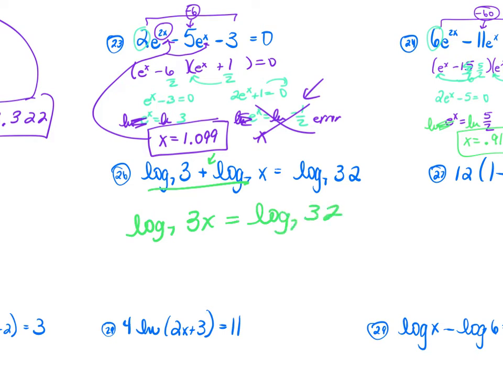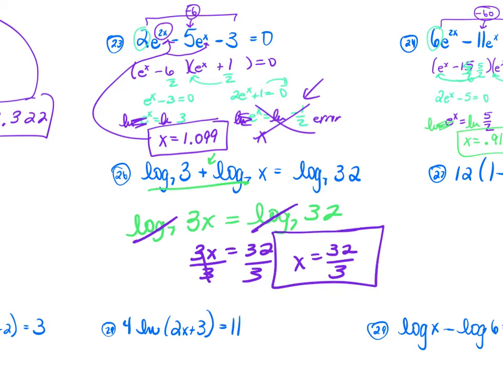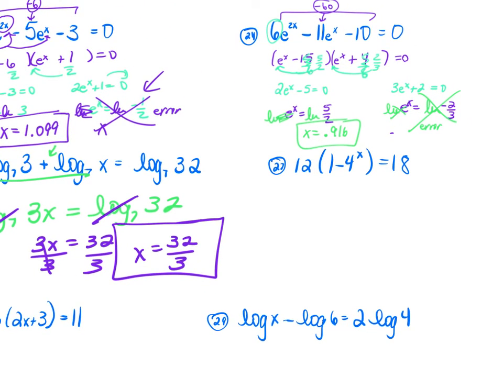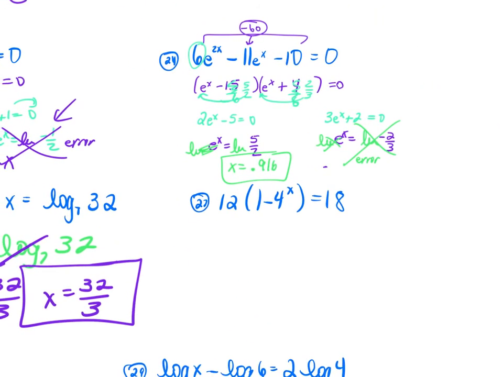Since I now have the same log on both sides, I can just cross it out and solve. So 3x equals 32. Divide both sides by 3, and you get x equals 32/3. Leave it as a fraction, change it to a decimal, whichever you would like. Just make sure if you plug it back in where x is that you don't have a log of a negative number.